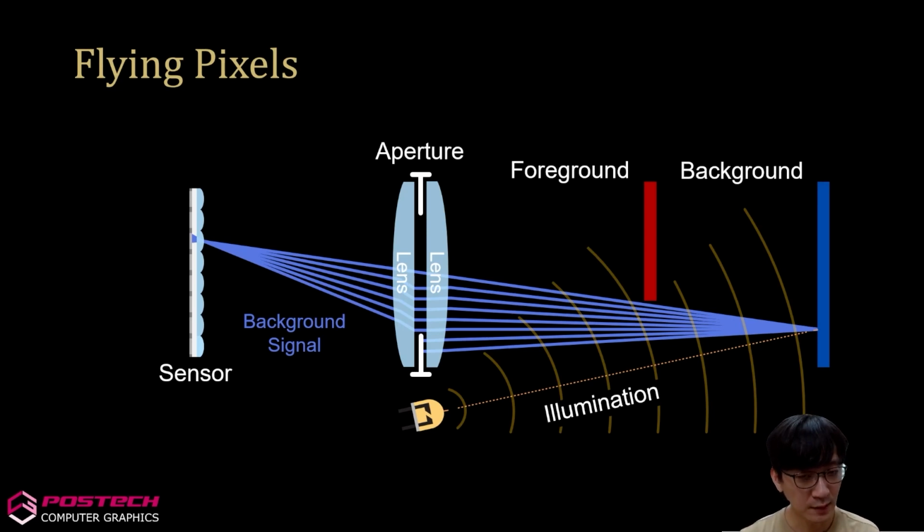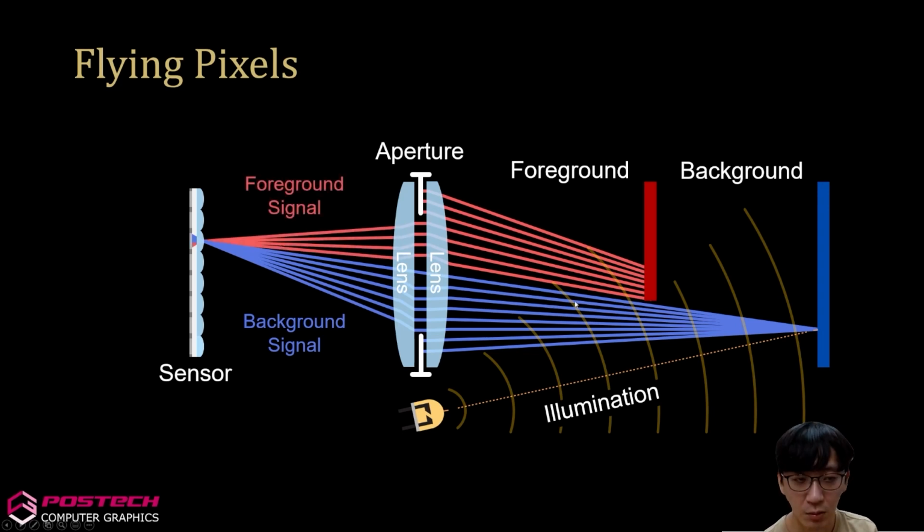Then the reflected light is going to be collected by our lens, and some of the light is going to be blocked by our aperture, and then finally focused down to a sensor. So these blue lights all come from our background object, whereas this red light all comes from the foreground object, right? And interestingly, this particular pixel that we described collects the light from both the foreground signal and the background signal, because we are capturing the edge between the foreground and the background, right?